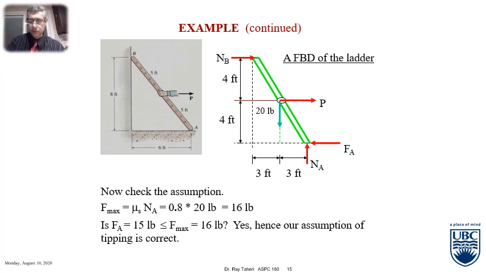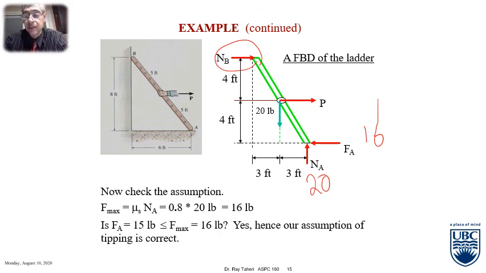Now I want to assume the other scenario, that sliding happens. If sliding happens, this N is always positive going this way. Sliding happens, so this force becomes 16, and this is 20. We do the same calculation here, and we can simply calculate that this force P, whatever it is, plus this N B is equal to 16.